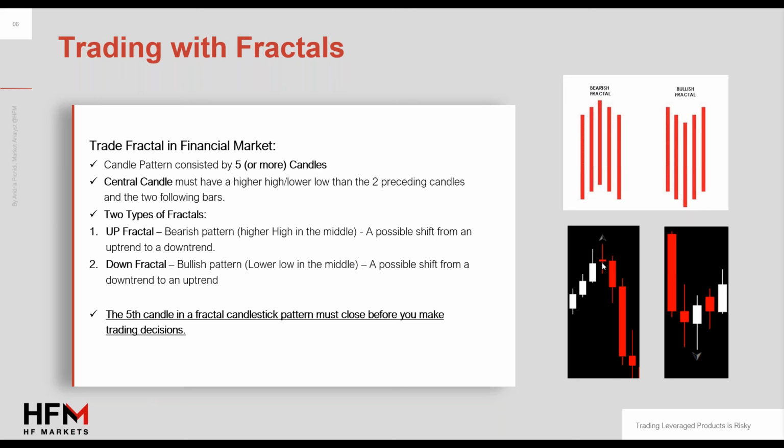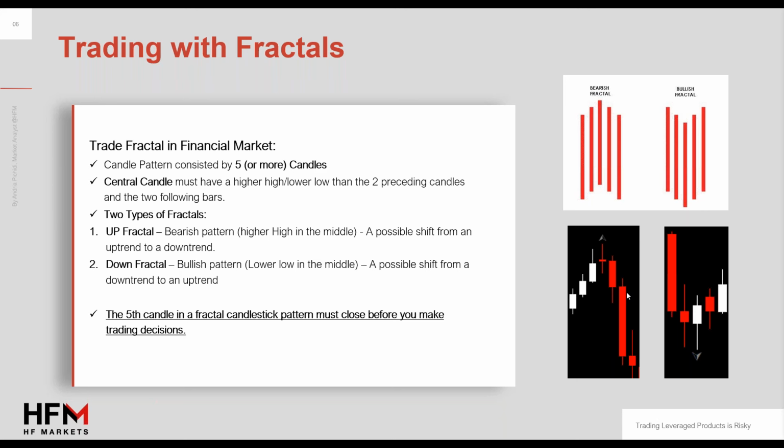You're going to see an up fractal if and only if the two previous candles, so the first and the second candle, have lower highs than the third candle, and the two following candles have a lower high than the third one. So this is the only way that we're going to see an up fractal being created: if the third candle has the highest high of all and is in the middle. Is this clear? That's how an up fractal is created.